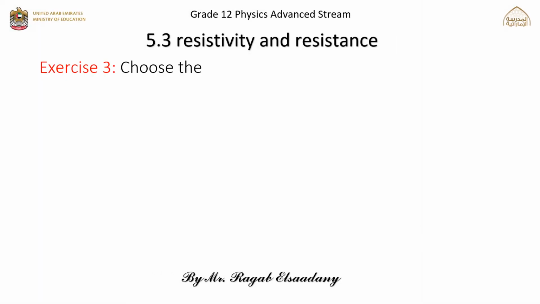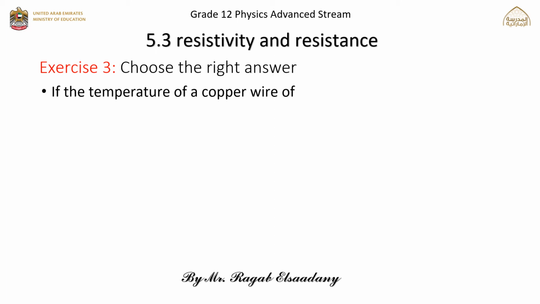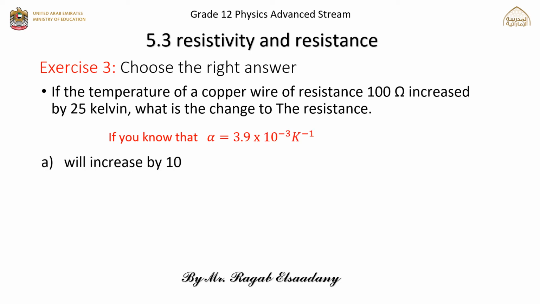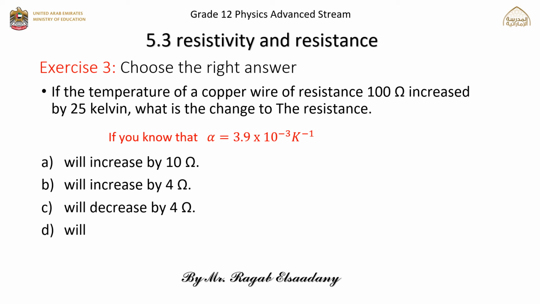Exercise 3. Choose the right answer. If the temperature of a copper wire of resistance 100 ohm increased by 25 Kelvin, what is the change to the resistance? If you know that alpha for copper equals 3.9 times 10 power minus 3 Kelvin power minus 1. A, will increase by 10 ohms. B, will increase by 4 ohms. C, will decrease by 4 ohms. Or D, will decrease by 10 ohms.